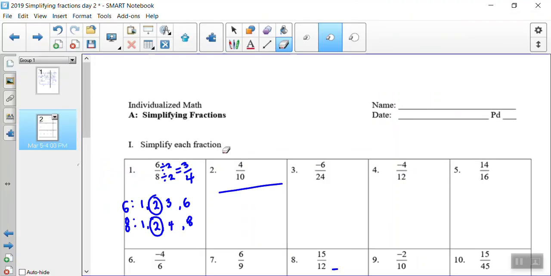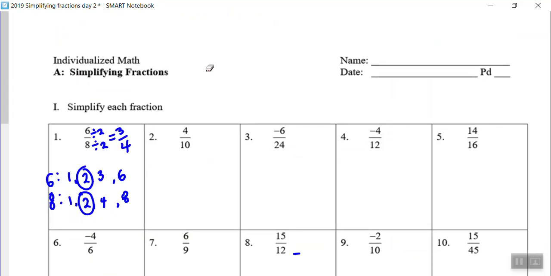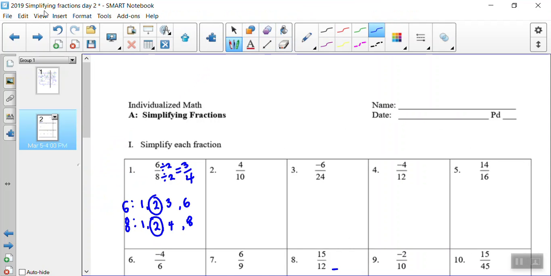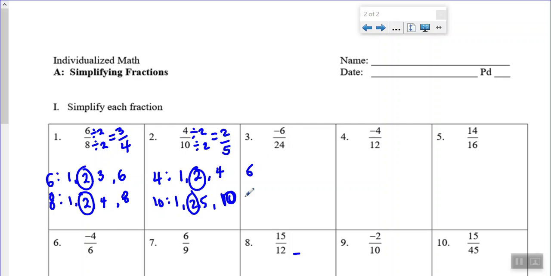4/10, sorry, I don't know what this line is, I'm going to erase it. So 4/10, let's find factors of 4 and factors of 10, and then find the GCF. 1 times 4 makes 4, 2 times 2 is 4. For 10, 1 times 10 makes 10, 2 times 5 also makes 10. Another hint is if it ends with 0, it can be divided by 2 or 5. So the GCF is 2. Divide by 2: 4 divided by 2 is 2, 10 divided by 2 is 5.